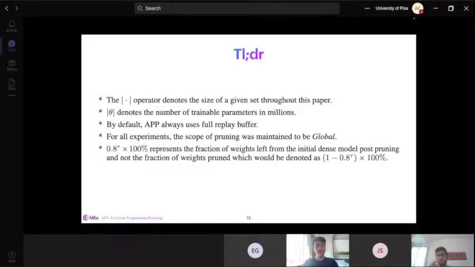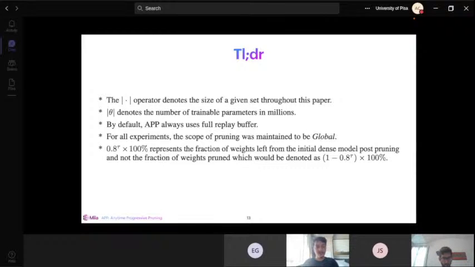For all our experiments, the scope of the pruning was maintained to be global, which basically means that we do not define individual layer sparsity. We define a global network sparsity. So we do not care whether the model is pruning 30% of the last layer and 70% of the earlier layer. It's just a global target sparsity.